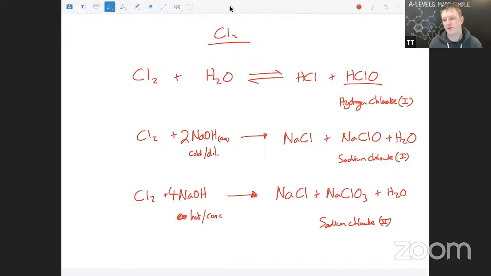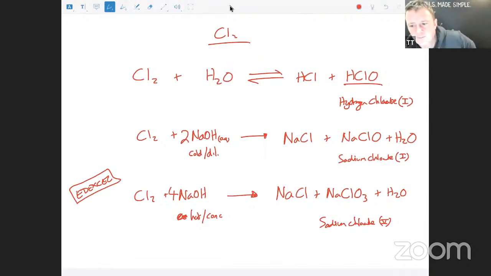1, 2, 3, 4. Yeah, we're all good. Is this needed for other boards? I don't think so. It's not for AQA. I know it is for Edexcel, I believe. Maybe OCR people. And 3Cl2. No, we don't need 3Cl2. We've got two chlorines on the right-hand side there.